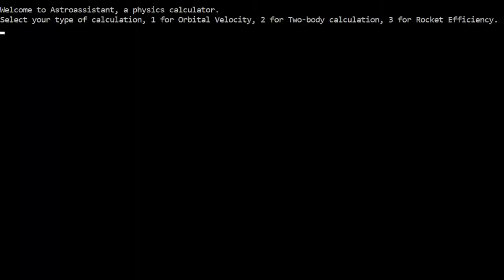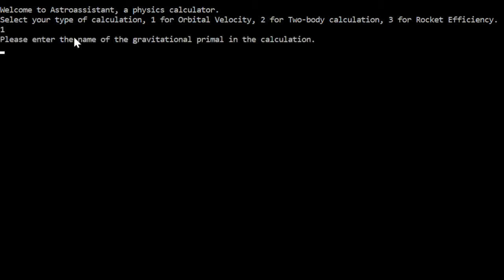Okay, so this is my astrophysics calculator called AstroAssistant. So let's take a look at this. It first welcomes you to the AstroAssistant, a physics calculator, and then it asks you to select your type of calculation. So 1 for orbital velocity, so we're going to do 1 here, 2 for two-body calculations, which is the interaction of gravity between two bodies, and 3 for rocket efficiency, which originated from the rocket equation. So 2 and 3 are currently under development, so I'll give you an update when it's finished.